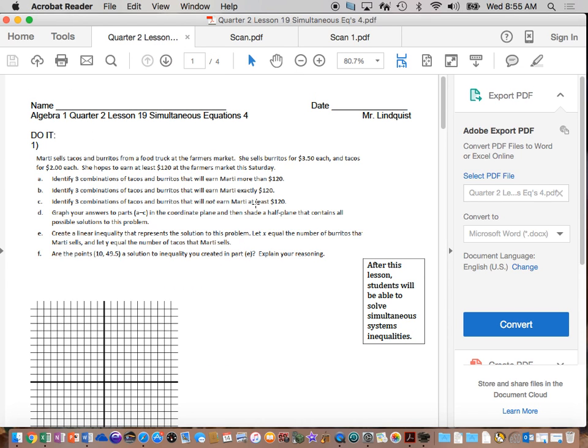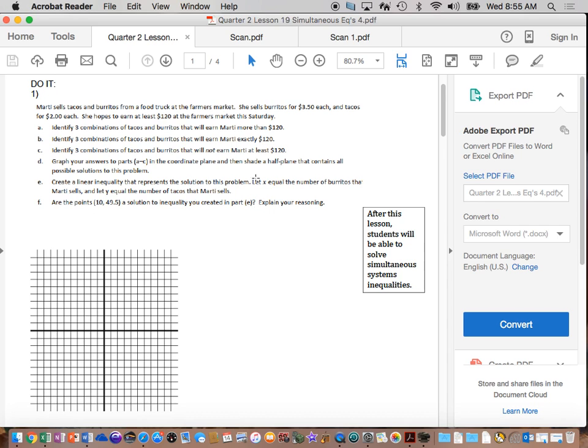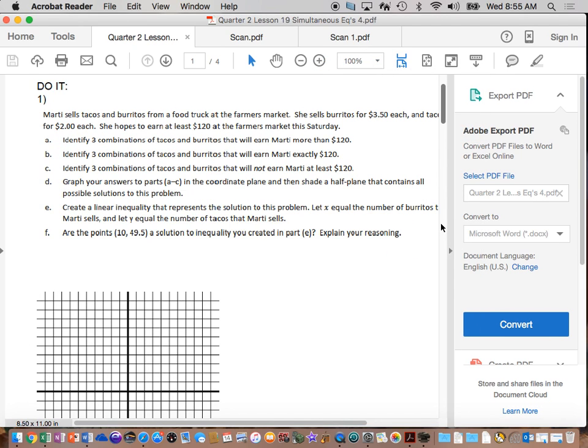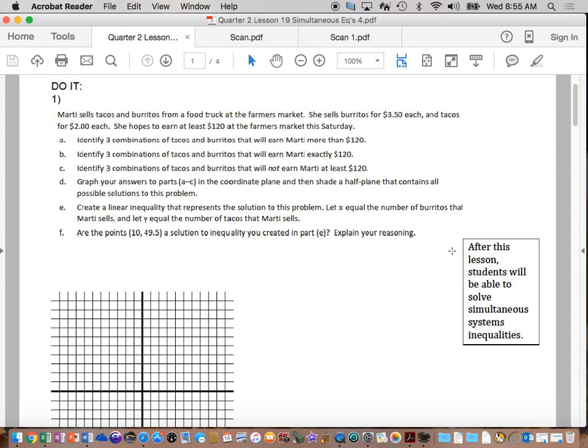Now let's go to this particular question, which I can't even read. Marty sells tacos and burritos from a food truck at a farmer's market. She sells burritos for $3.50 each, tacos for $2 each. She has to earn at least $1,200.